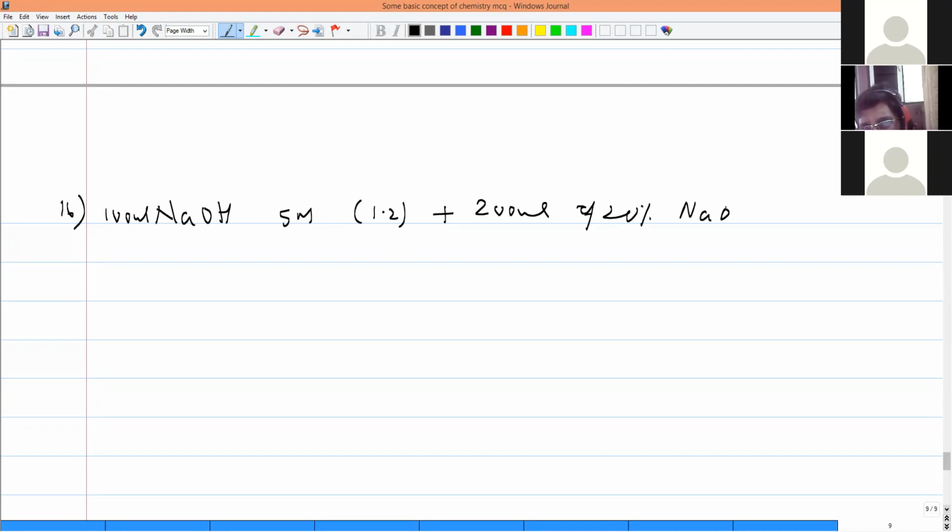Look, what is this sum? This is a very difficult sum. Not like that. Look, there are two NaOH solutions. One NaOH has a molarity of 5 molar and a density of 1.2. It is mixed with 200 ml of 20% mass NaOH, whose density is also given.